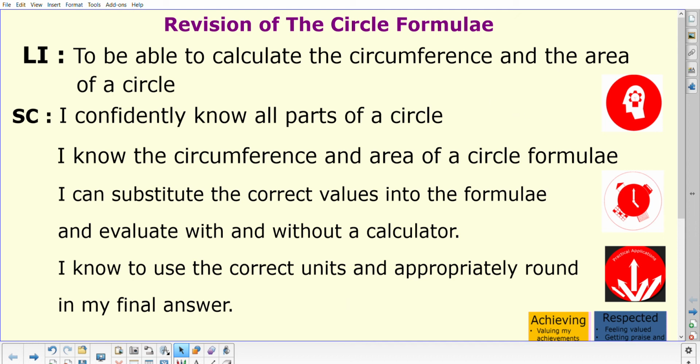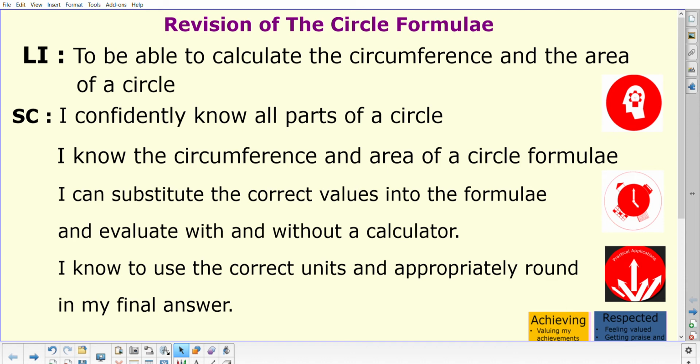So in this video we're going to look at using both the circumference and area formulae for a circle that you've previously been introduced to. So the learning intention today is to confidently be able to use the formula for the circumference of a circle and also the formula for the area of a circle.